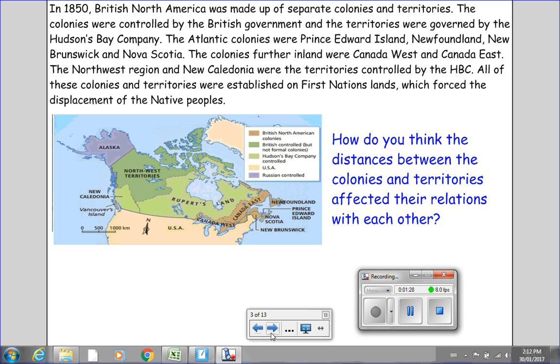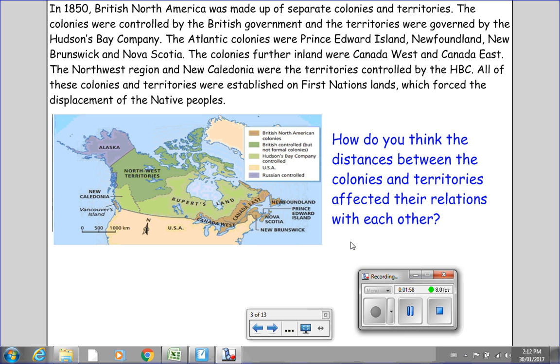The colonies further inland were Canada West and Canada East. The Northwest region and New Caledonia were the territories controlled by the HBC. All of these colonies and territories were established on First Nations lands, which forced the displacement or relocation of the native peoples. So here's a map showing you what British North America looked like in 1850.